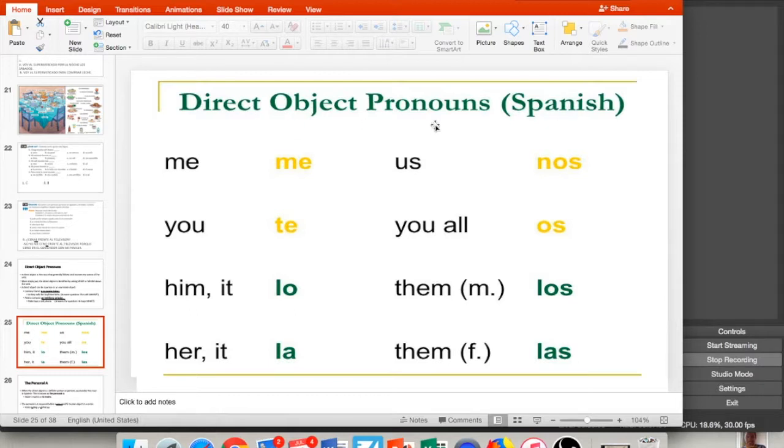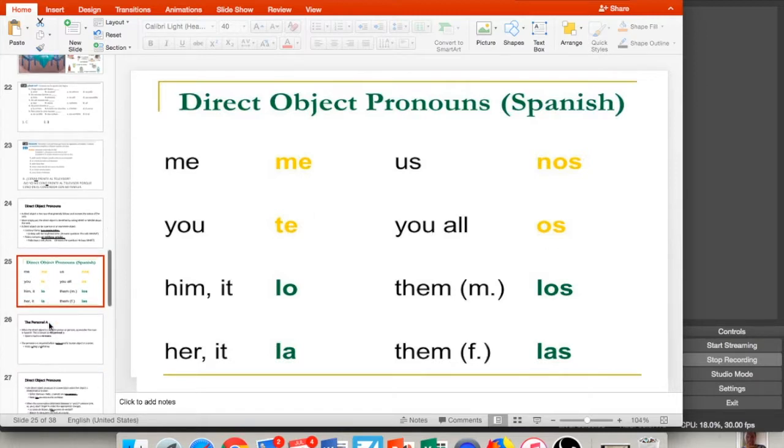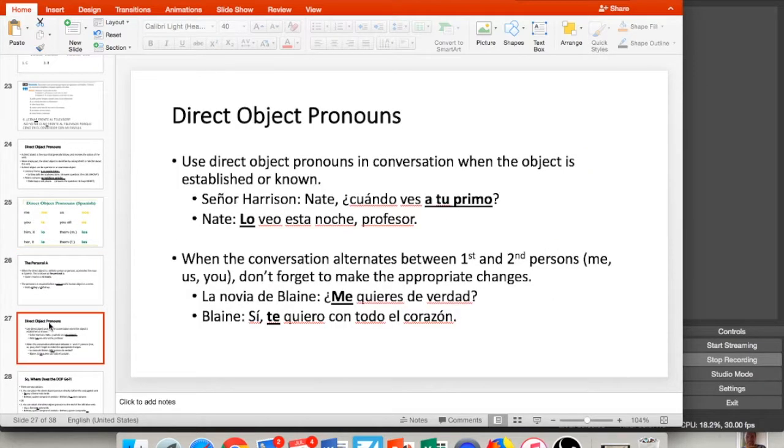Occasionally, a direct object pronoun can also be a person, in which case you have me, translated as to or for me, te, to or for you, nos, to or for us, and os, to or for you all in Spain. So let's look at a few examples with these.